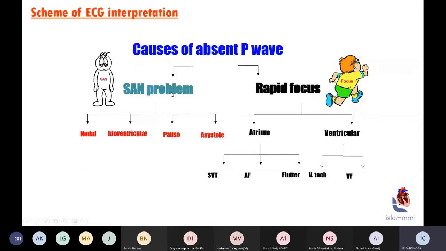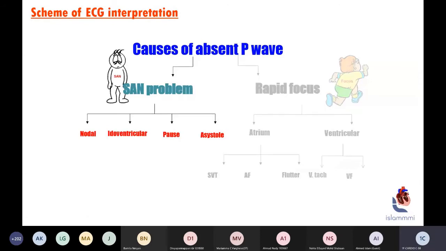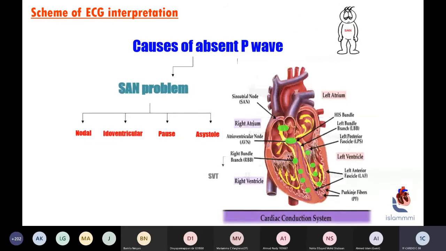If we have an SA node problem, it means the pacemaker of the heart is diseased. The heart has to find another point to work as a pacemaker. So the normal pacemaker is dead, is sleepy, and the heart has to find another point. The first point that comes is the AV node, and that's why we call it a nodal rhythm. So what is the difference between the sinus and the nodal rhythm? Let's see.